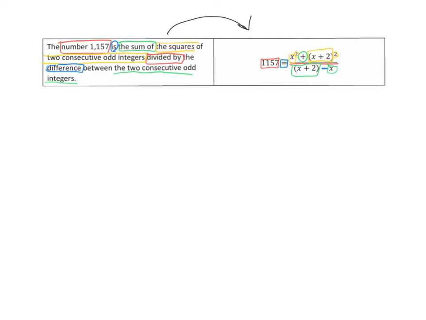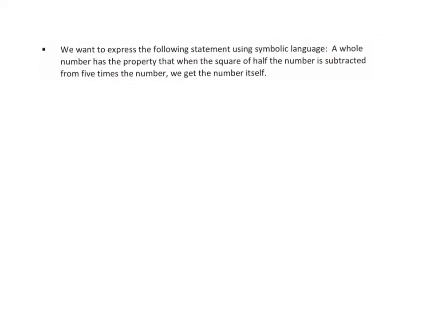So essentially this is what you're going to be doing today. You're going to be reading a sentence like this. And after we close read it, talk about the different words, what they mean, define our unknown variable, we will be able to put it into a representation like this. All right, this is the first example we're going to do.